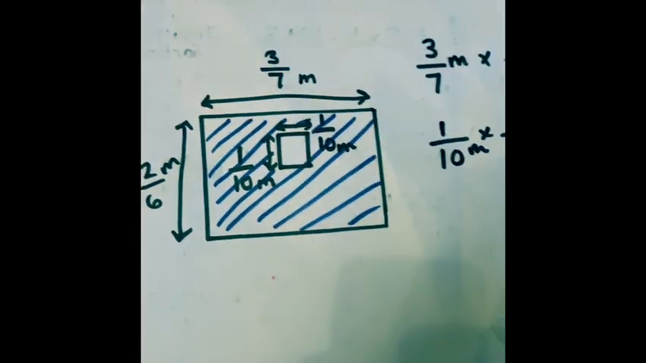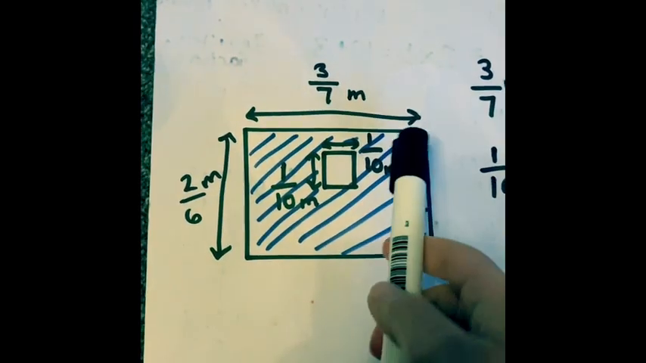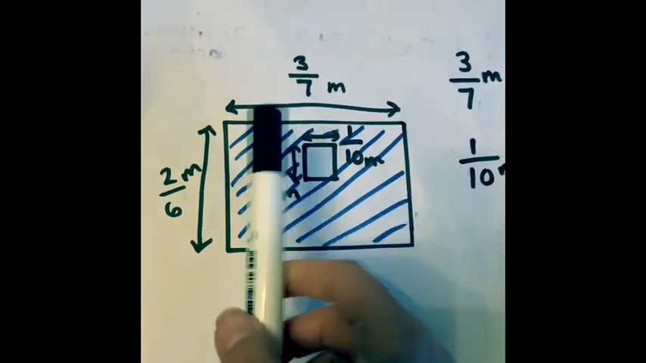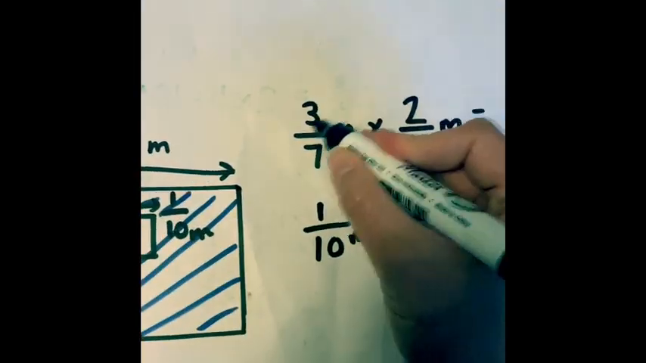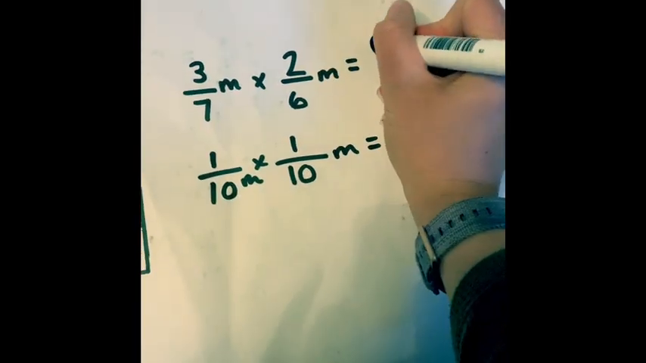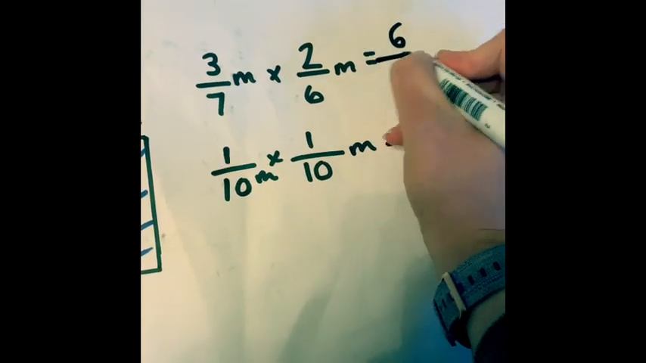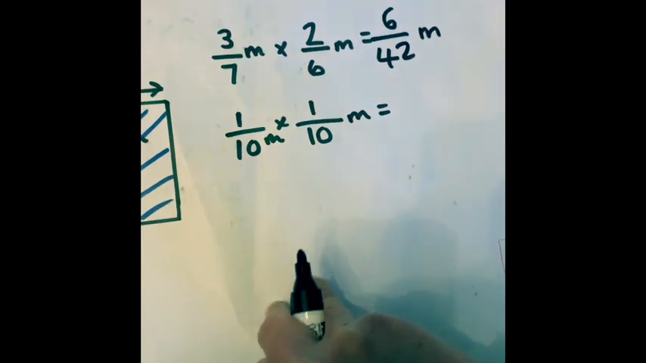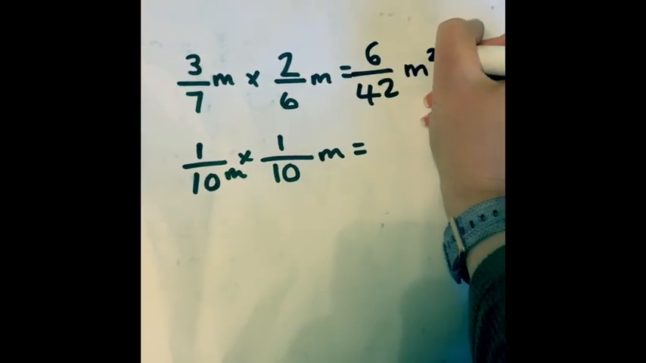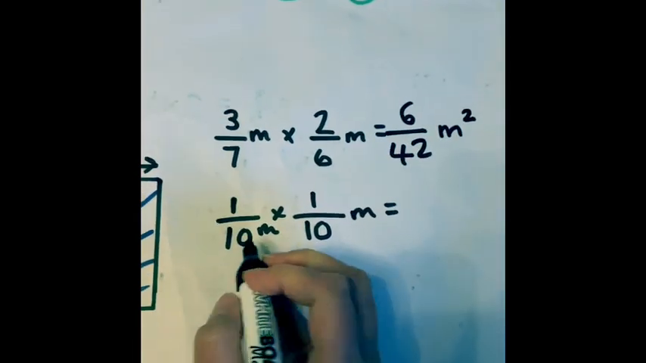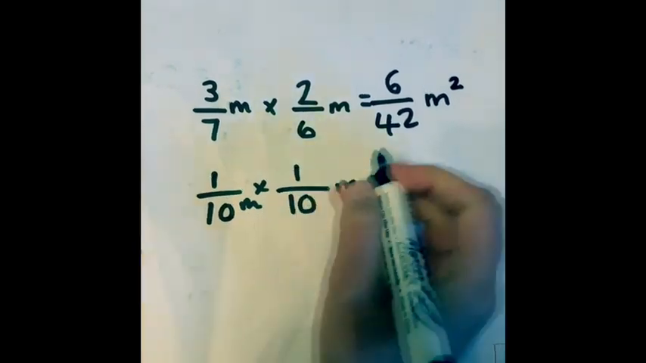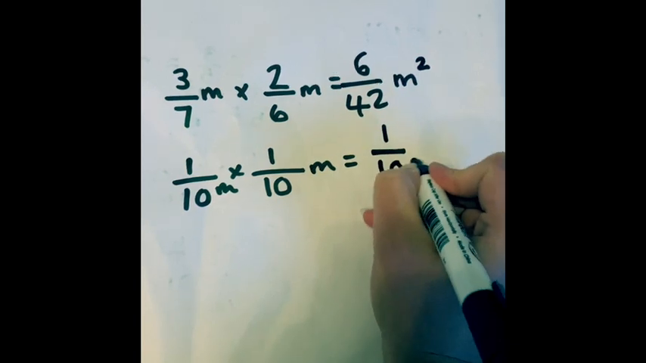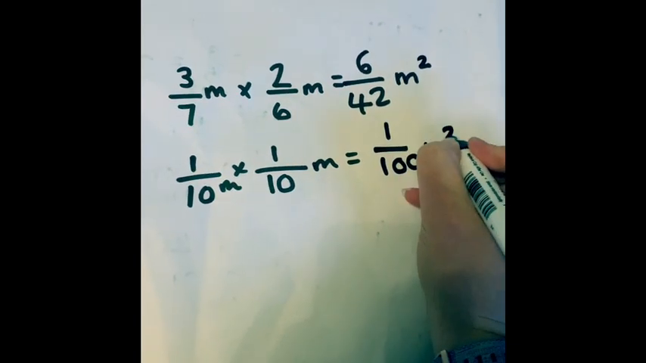So here's my problem. What I need to do first is to find the area of this big rectangle. So I need to do this times this, length times width. So I would do 3 times 2, which is going to give me 6. I'll do 7 times 6, which is going to give me 42 metres. Then I jump down again, and it will be squared actually. Let me go back to that because it is area. And then obviously I'd go on this bit, so I'd do 1 times 1 is 1. I'd do 10 times 10 is 100 metres squared.